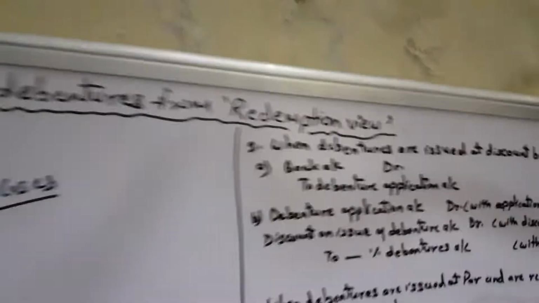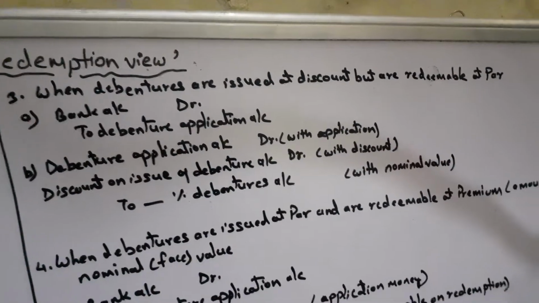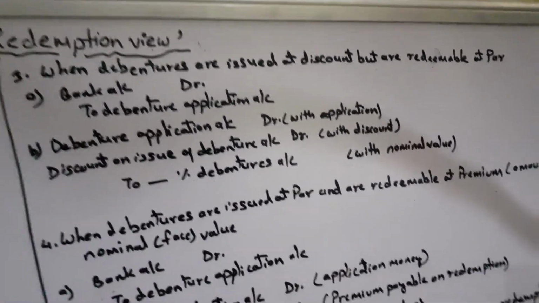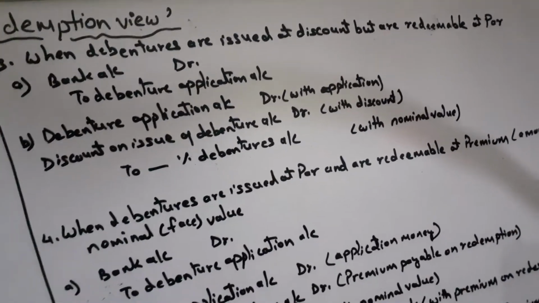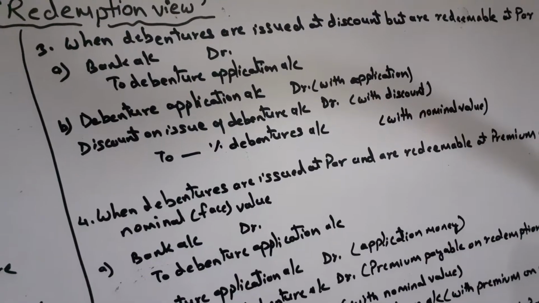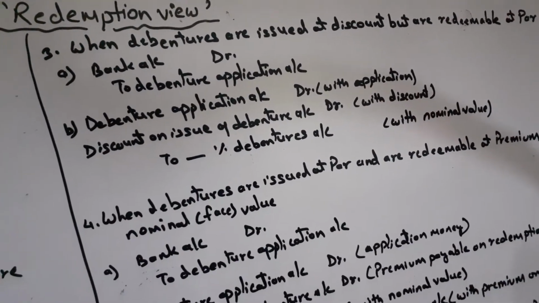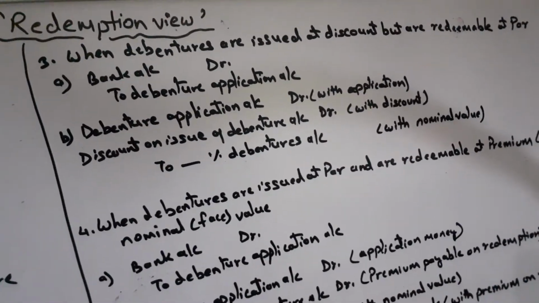Then the third entry, which speaks about when debentures are issued at discount but redeemable at par. Here, bank account will be debited to debenture application account, and the next entry: debenture application account debited, discount on issue of debentures account debited to whatever percent is mentioned in the question, debentures account.